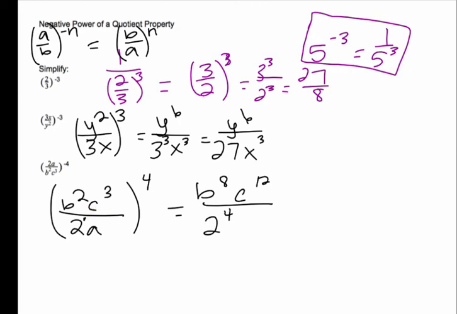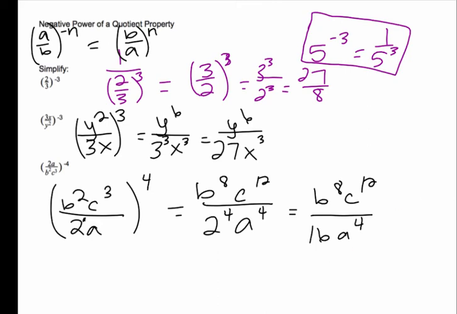Again, don't forget there's an invisible 1 here. He's got to get raised to the 4th power also. A to the 4th, b to the 8th, c to the 12th, over 2 to the 4th. 2 times 2 is 4, times 2 is 8, times 2 is 16, a to the 4th. Nothing here can be simplified. Okay, if we would have had an a up here, then we could have simplified that. And we'll do some practice problems like that because you need to know how to do that.